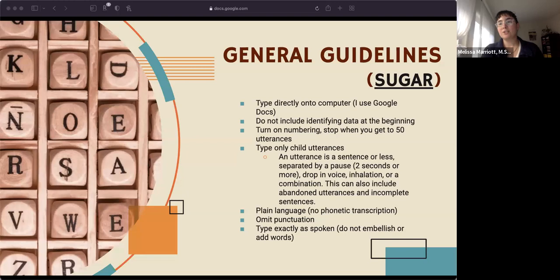I omit punctuation except for, oh my gosh, I just lost the word, apostrophes. I keep apostrophes, because those give information about contractions, right? They go in place of extra letters in a word. And then again, type exactly as spoken. So I'm not correcting grammar. I'm not embellishing or adding words. I'm not deleting words that they said. So those are the general guidelines.